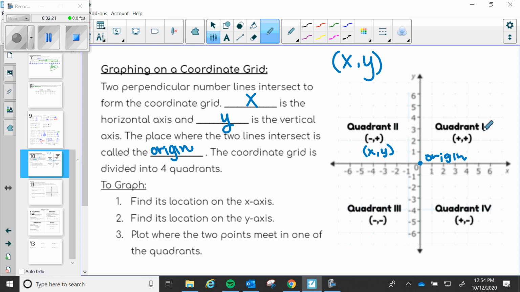And the order of the quadrants is just something you have to memorize. Like I said, it starts in the upper right. That's quadrant 1, and then you work counterclockwise.